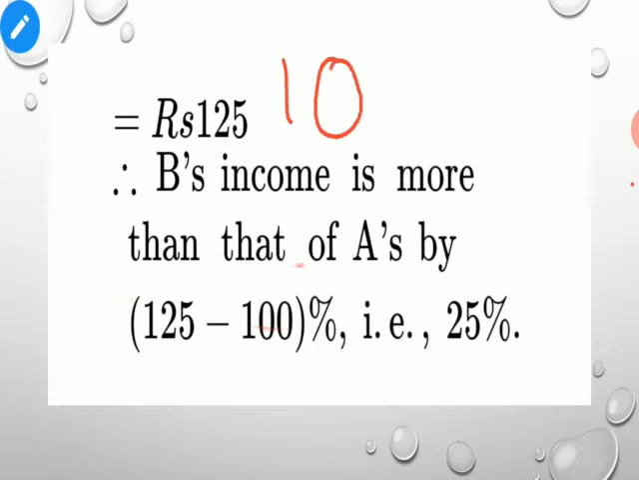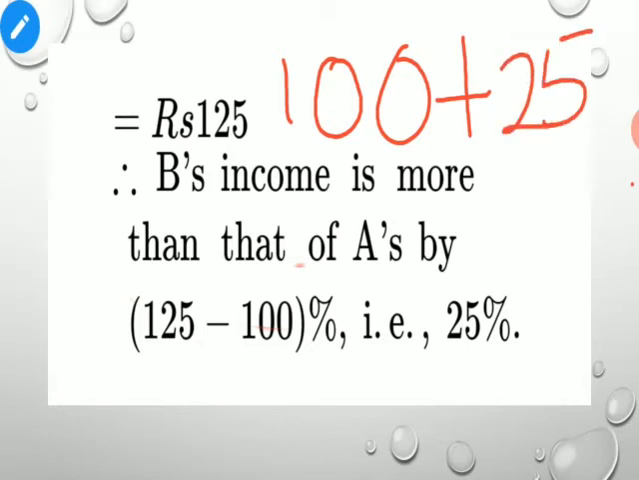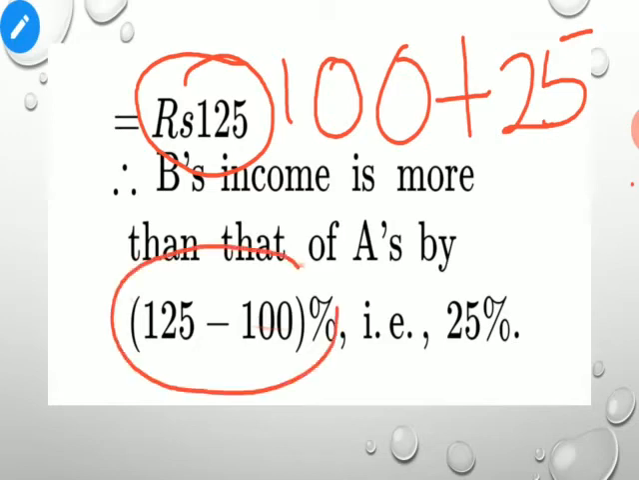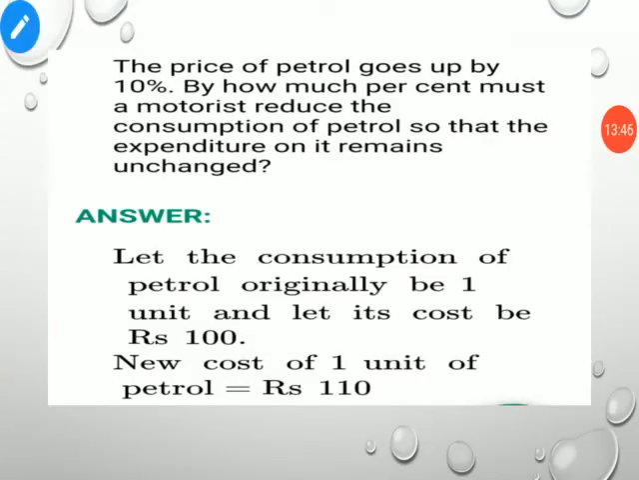So B's income will be how much? It will be 100 plus 25, which is equal to 125. So B's income is more than that of A's income by, 125 minus 100 you do. So that will be 25%. That means B's income is more than that of A's income by 25%.